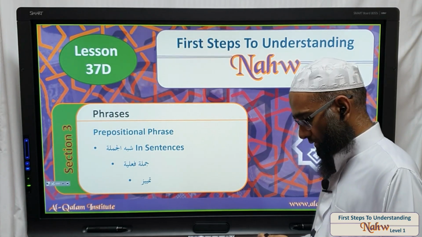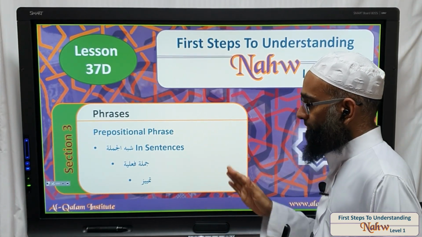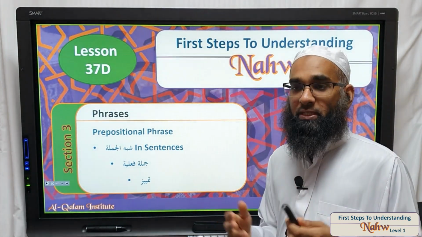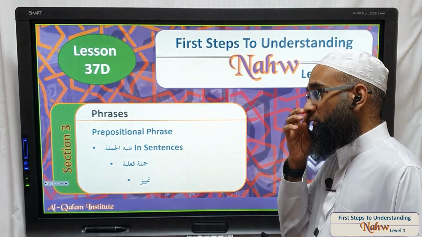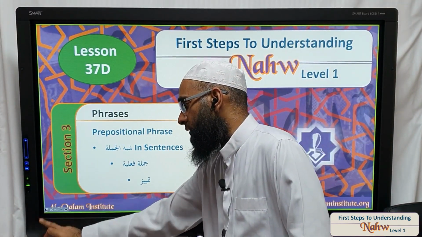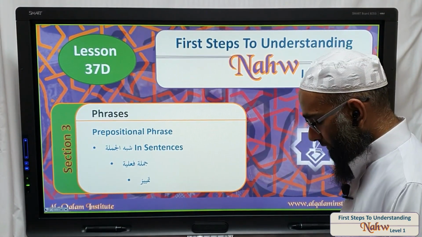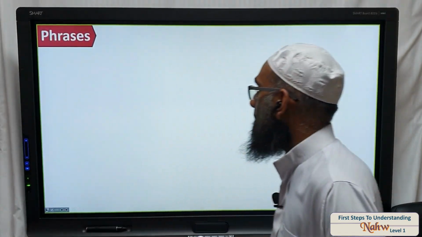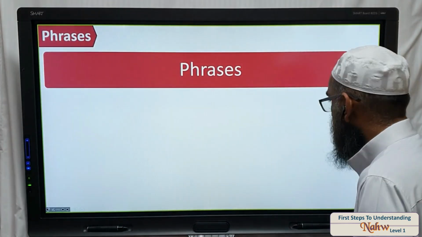So moving on, we are discussing the shibhul jumla and the different ways the shibhul jumla can be used in a jumlatun ismiya. And after completing that, we're now discussing how it can be used in a jumlatun fa'liya. So we went through this before quite a few times.